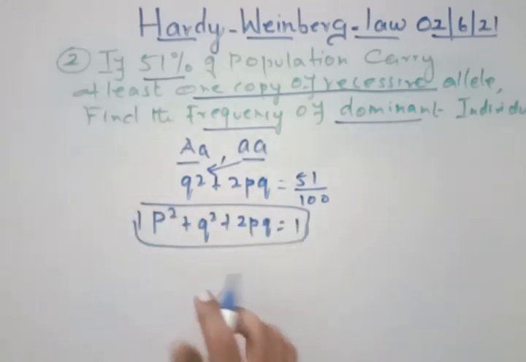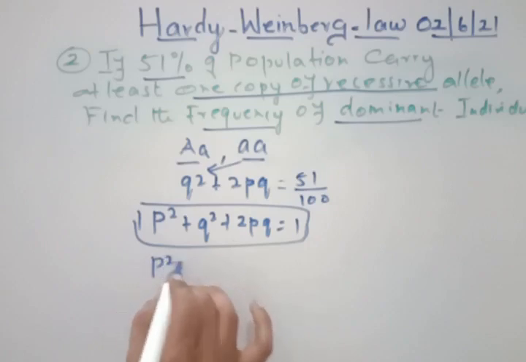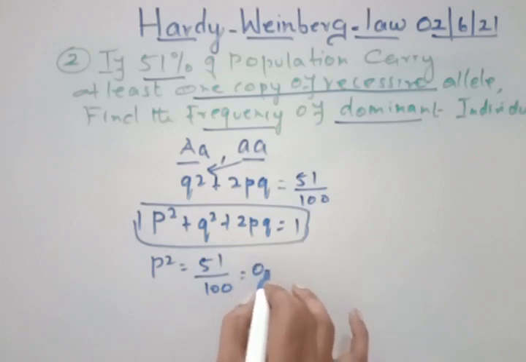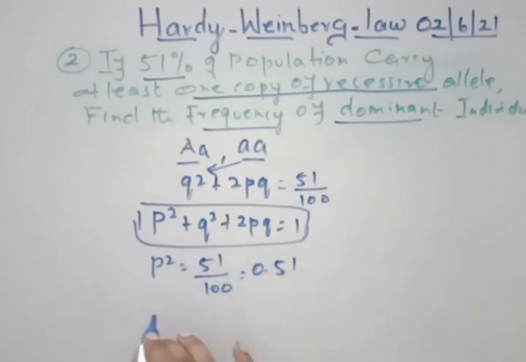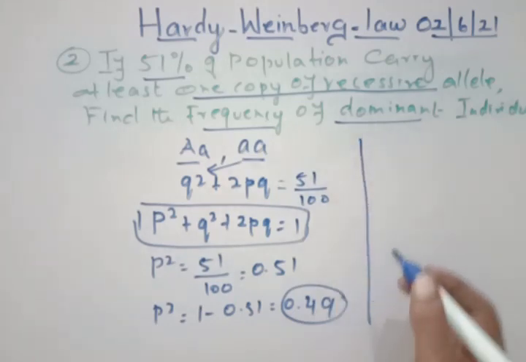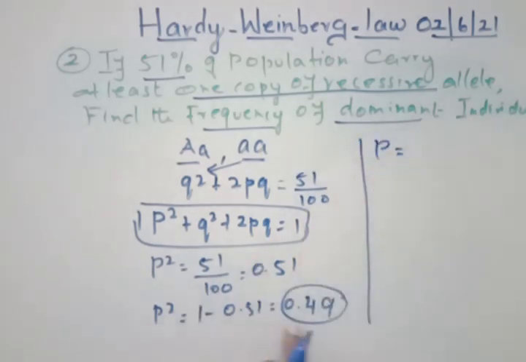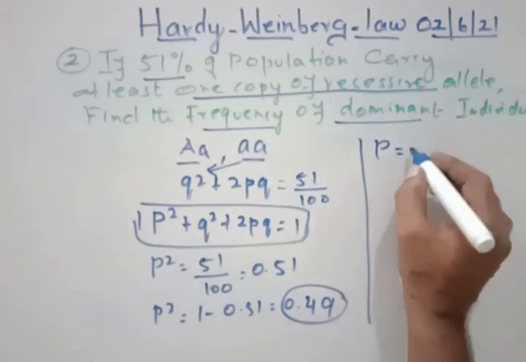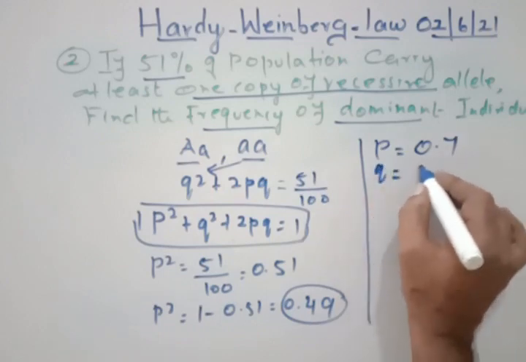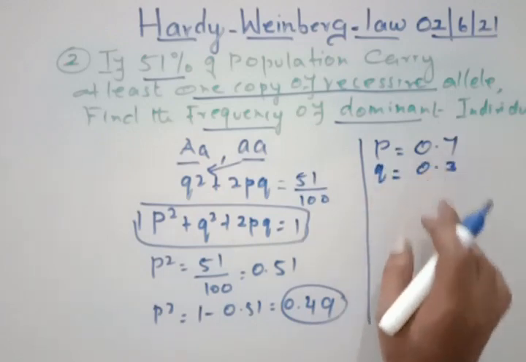So now here, the q square is equal to 51 divided by 100, so it gives you 0.51. So here the p square is 1 minus 0.51, so you will get 0.49. This is the value of p square. Now the second, so p square is 0.49, so the value of p is 0.7. Okay, so now what will be the q that we know, that is 0.3, because p plus q is equal to 1.